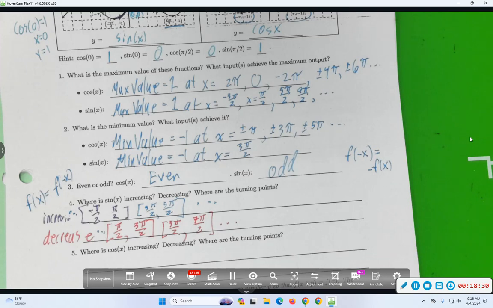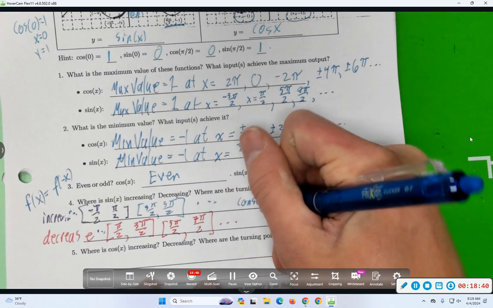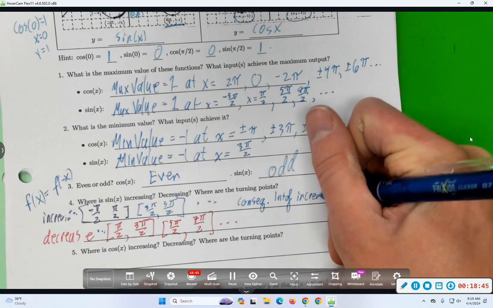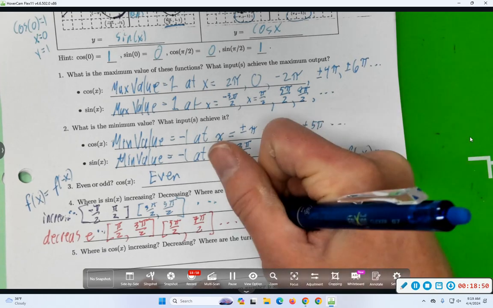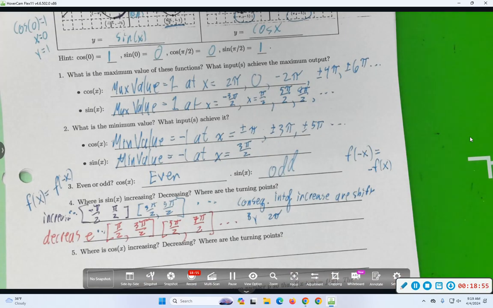If I take this one and I shift it by 2 pi, I'll get the next one. So let's write that down. Consecutive intervals of increase are shifted by 2 pi. So as soon as you find one interval of increase, just keep shifting that right by 2 pi or left by 2 pi, and you'll keep getting more of them. And keep this in mind. You can shift by 2 pi and get something to happen.